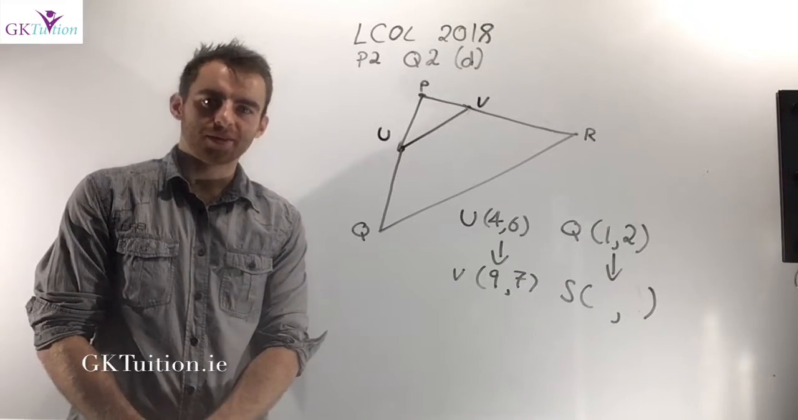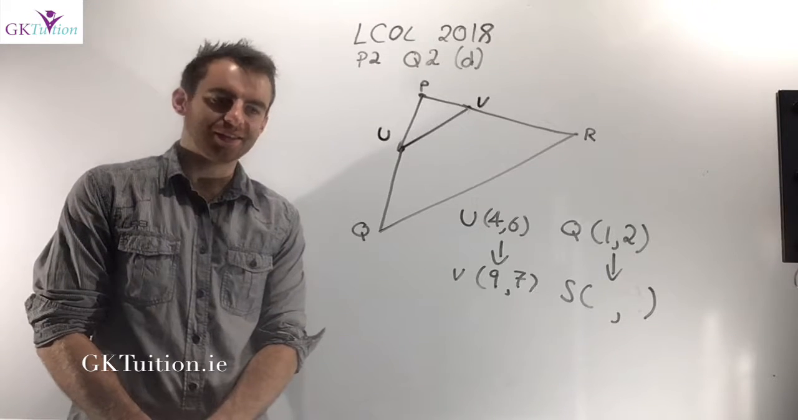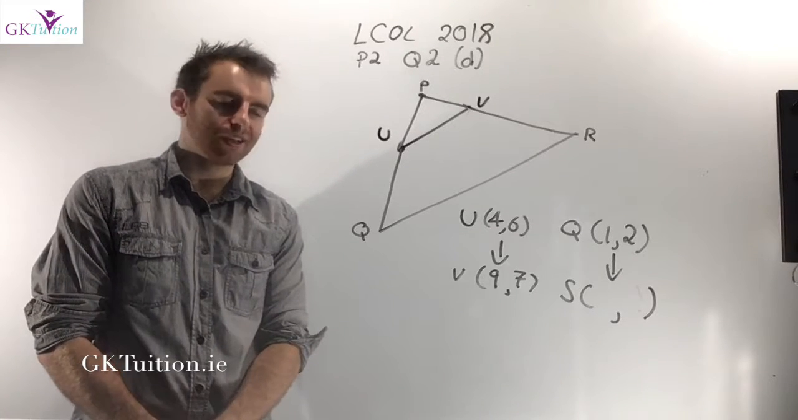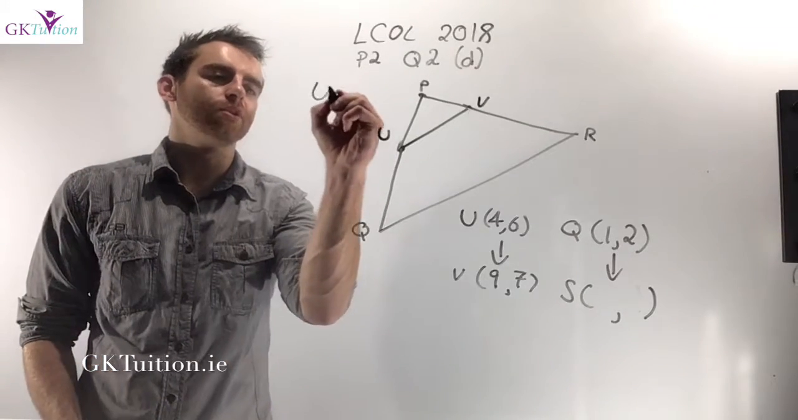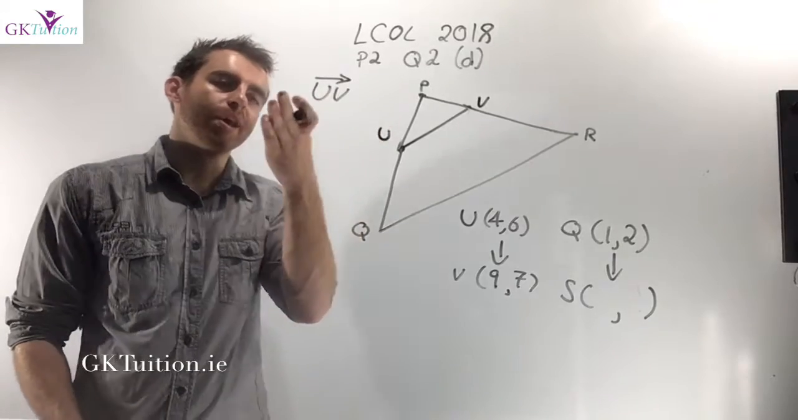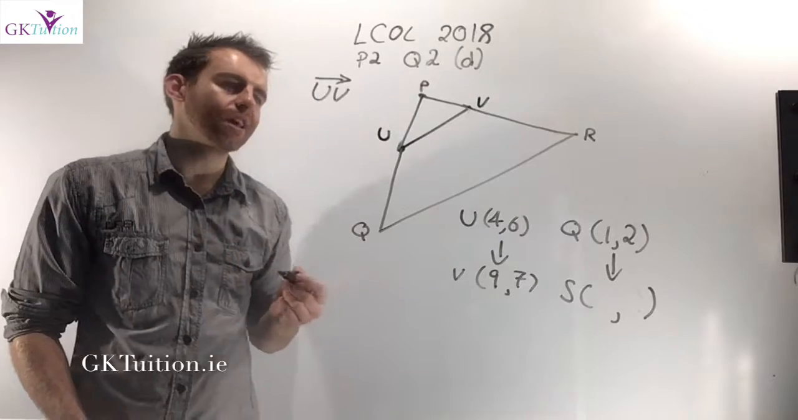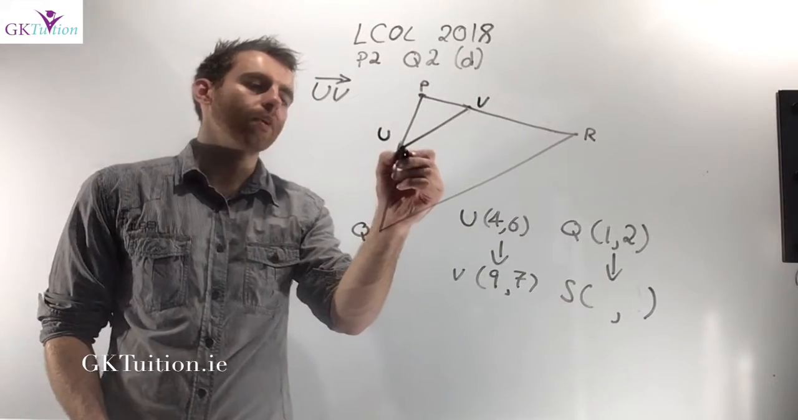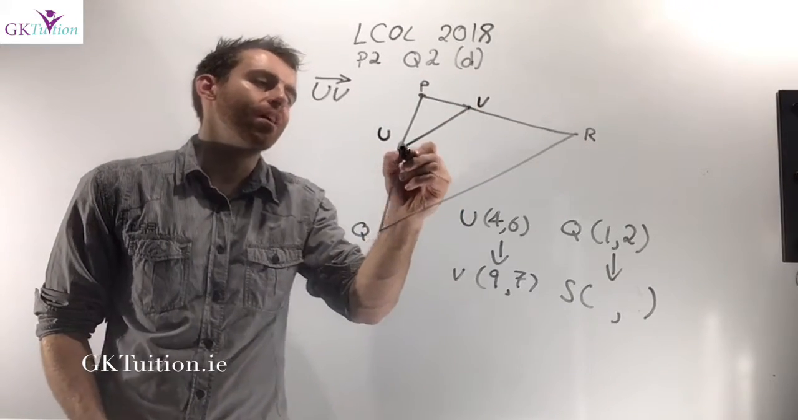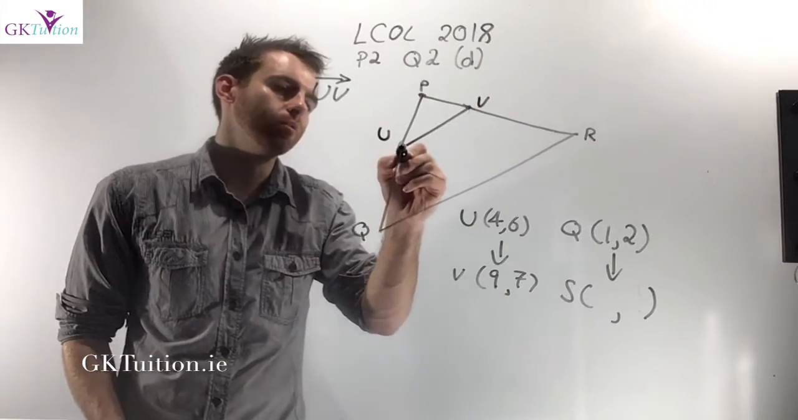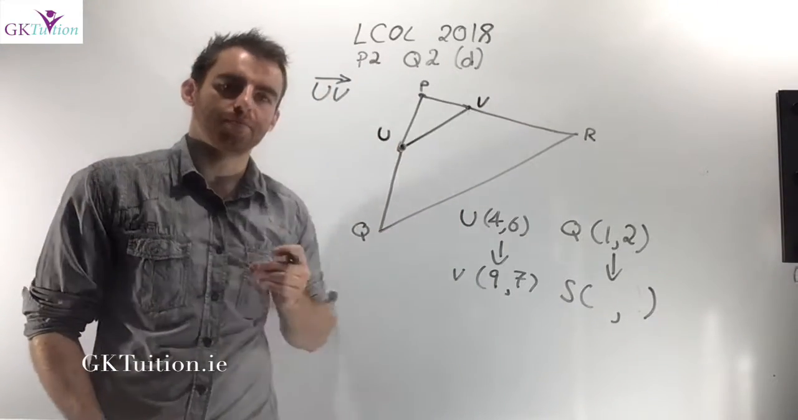Okay, in the final part of this question, we're asked to find the coordinates of S, where S is the image of Q under the translation U to V. So it's really important that you understand what a translation is. It's given as that symbol, U to V with the arrow above it. The translation U to V would move any point from here to here. Or in other words, it moves any point this distance. Every point will move the exact same distance as a point needs to move to get from U to V.